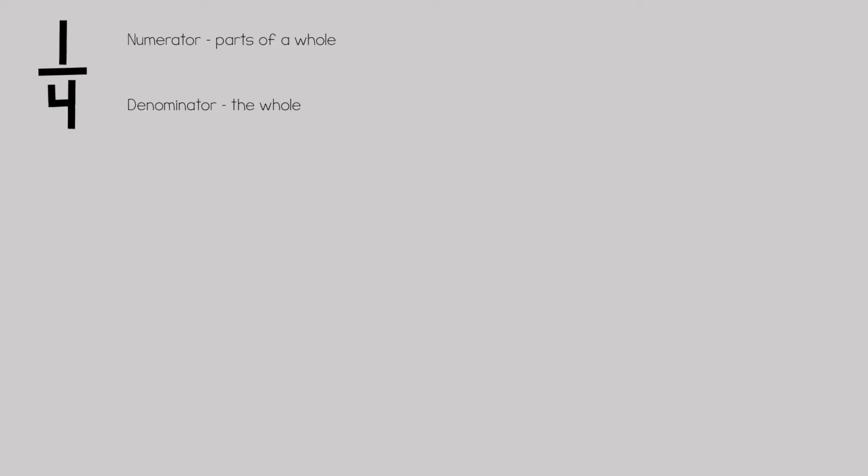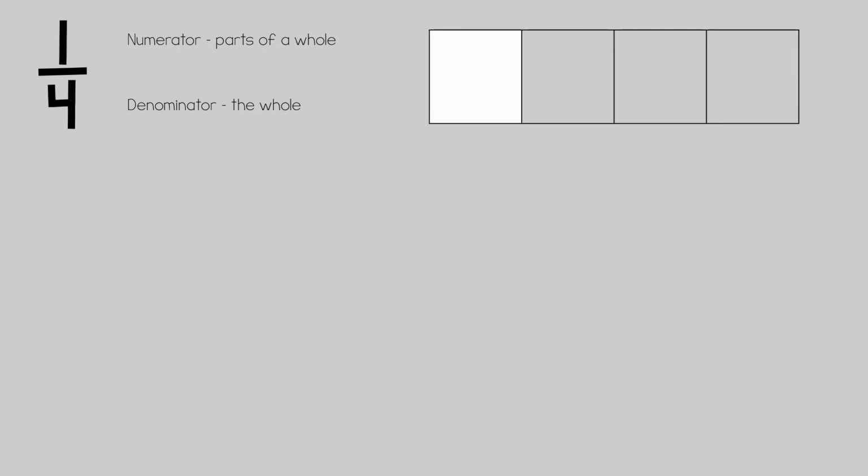This is the fraction 1/4. The 4 represents all the pieces of the fraction, or the whole, and the 1 represents the parts of the whole. We call these numbers the numerator and the denominator. This is a representation of 1/4. There are 4 pieces, the whole, and 1 part shaded in.